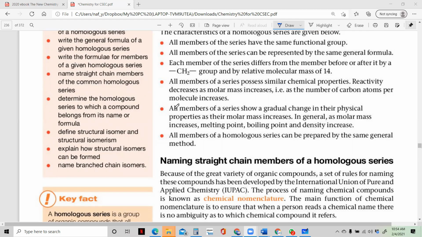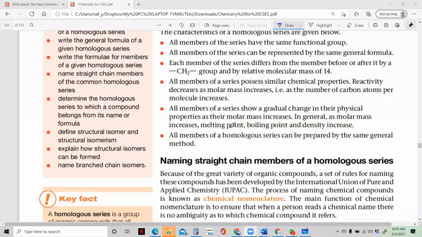All right, next one. All members of a series show a gradual change in their physical properties, meaning they are probably going to move from solid to liquid to gas. So when we have compounds with carbons 1 to 4, these tend to be gases. If I have 1 to 4 carbon atoms in my formula, then I'm a gas. If I have 5 to 15, I'm a liquid. And if I have 16 or greater, then I am a solid. So the physical state is going to change.